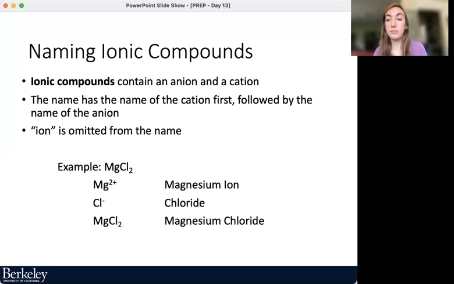Well, hold on. So the name of the cation goes first. So Mg would be first, the cation. Okay. Yep. Any other questions?